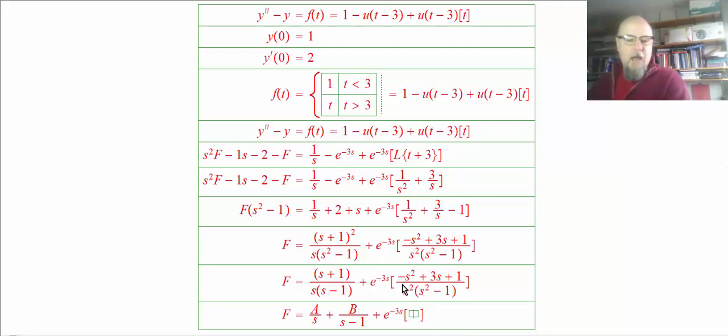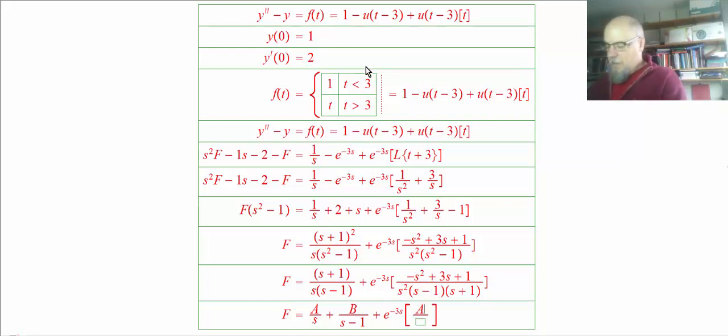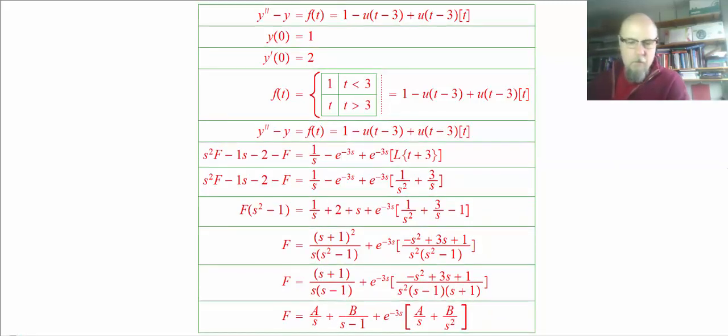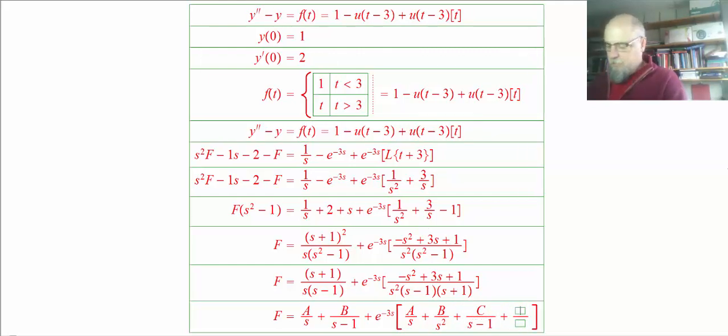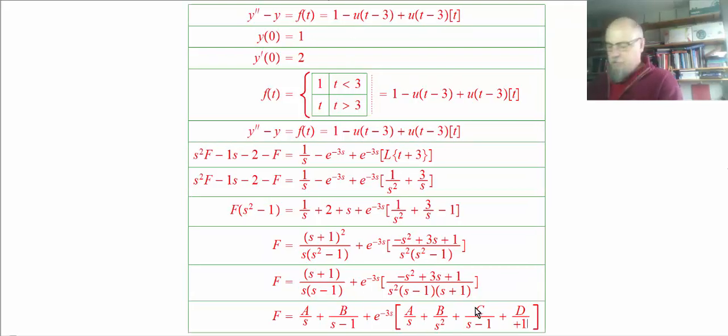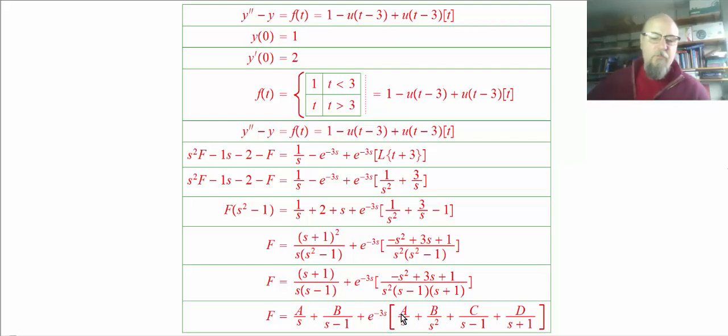Inside the square bracket, I've got a repeated factor and this s squared minus 1. Remember, we can factor that into s minus 1 times s plus 1. So this is going to have 4 factors. I'm going to have a number over s plus a repeated factor, a number over s squared, plus a number over s minus 1 plus a number over s plus 1, and I've got to do partial fractions to figure out all these a, b, c's.